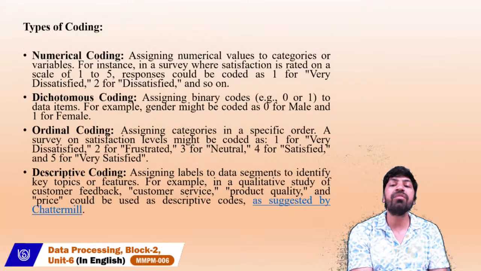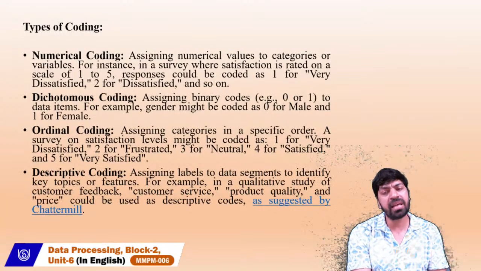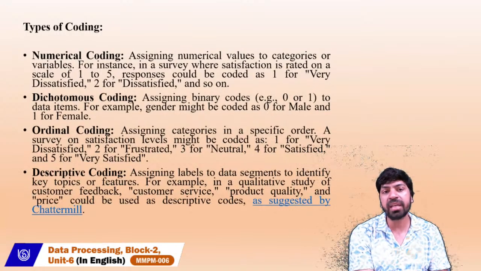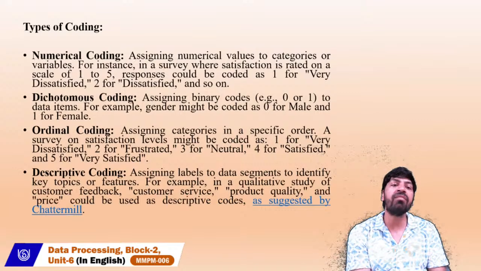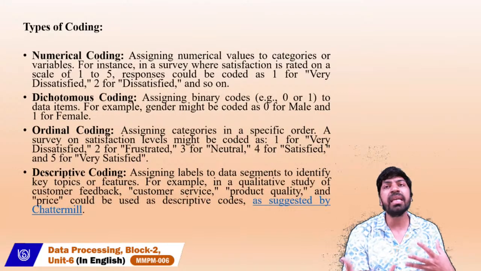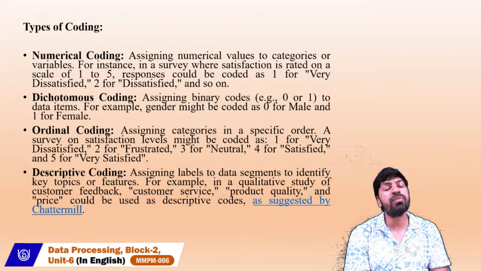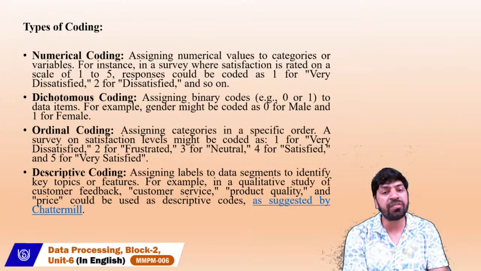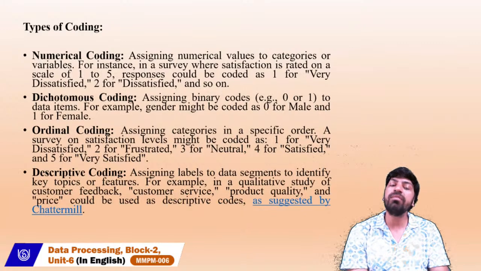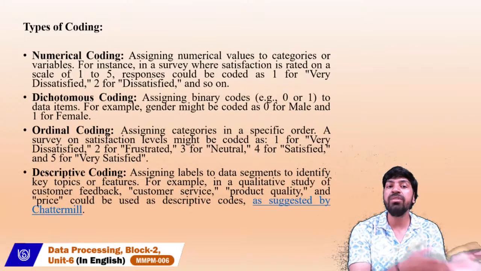So these are the types of coding. Numerical coding is assigning numerical values to categories or variables. Let's take an example. In a survey where satisfaction is rated on a scale of 1 to 5, when you go to a restaurant and finish your dinner, there is a feedback form asking about the services and the food, whether you are satisfied or dissatisfied. They will ask for your responses in terms of codes 1 to 5.